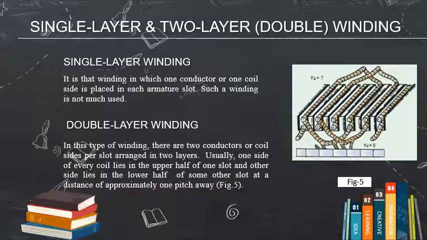Double layer winding. In this type of winding, there are two conductors or coil sides per slot arranged in two layers. Usually one side of every coil lies in the upper half of one slot and the other side lies in the lower half of some other slot, at a distance of approximately one pitch away. We can see this in figure 5. In this figure, YB is equal to 7 and YF is equal to 5.